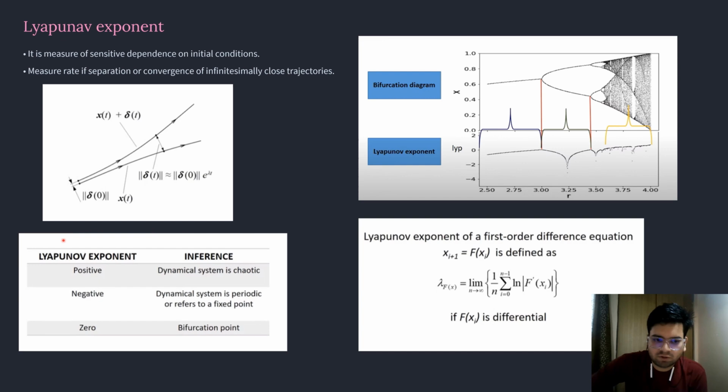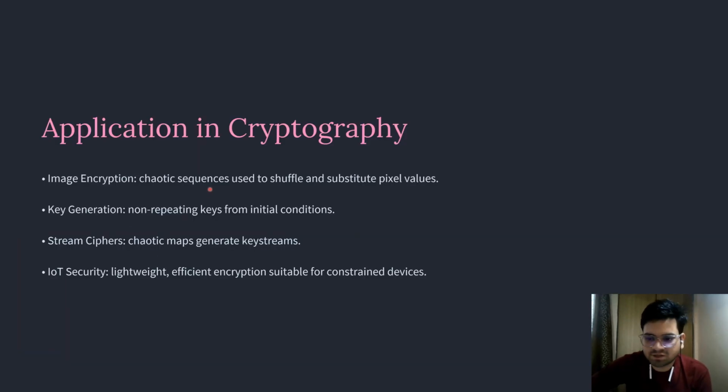So after this outcome, we can conclude these points, and even when we see the Lyapunov exponent and bifurcation diagram comparison, we can see after 3.5 we get a positive exponent value, and a positive value means it's chaotic. Hence, this proves that the 1D logistic map shows us a chaotic system. Now we will see the applications of chaos in cryptography. We use it in image encryption, key generation, stream cipher, and IoT security.